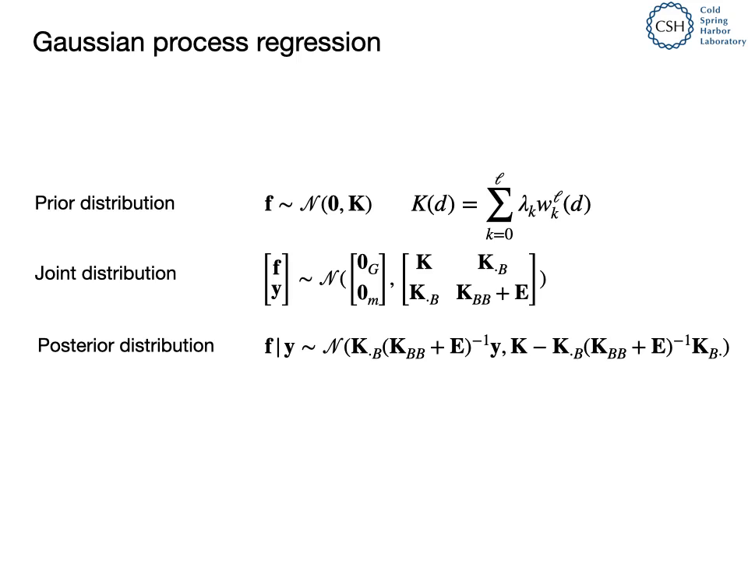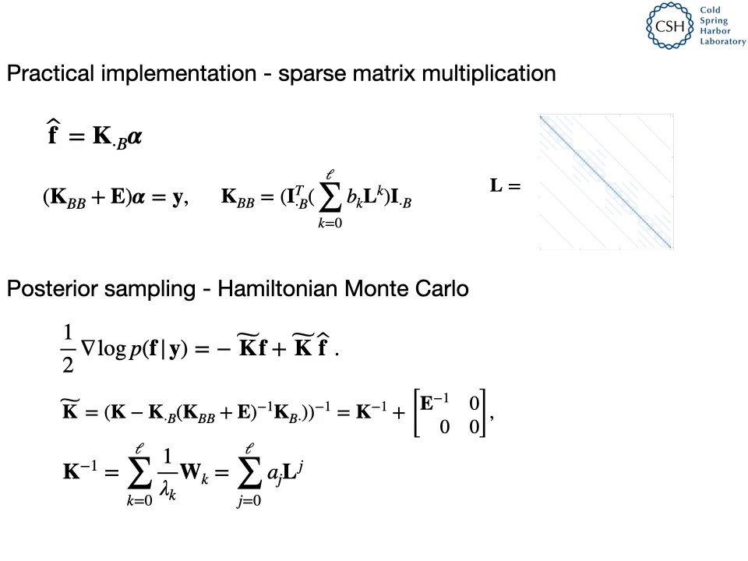With the learned variance components, we can then encode them probabilistically into a Gaussian process prior, so that a typical sample from this prior has the same statistical character as the data. We then use Gaussian process regression to make predictions as well as to assess predictive uncertainty. We also came up with a couple of computational tricks that allow us to perform Gaussian process regression efficiently using sparse matrix multiplication and efficient posterior sampling using Hamiltonian Monte Carlo.